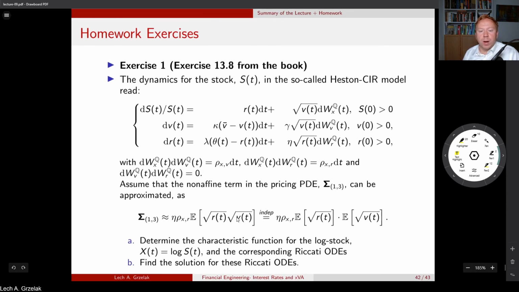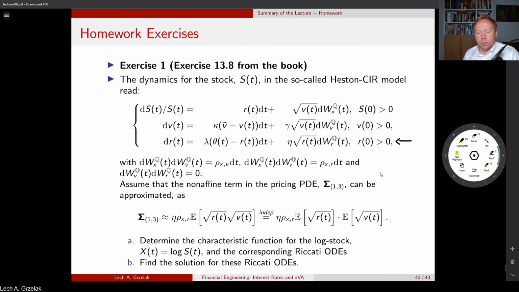I have prepared two exercises. The first exercise is not Heston-Hull-White, but here we will have a little bit more advanced model. We have Heston-CIR. We have discussed that the CIR model is maybe not ideal these days because interest rates are negative. But let's forget about it. Of course, we could fix that negativity by, for example, shifting the short rate, but let's not do that.